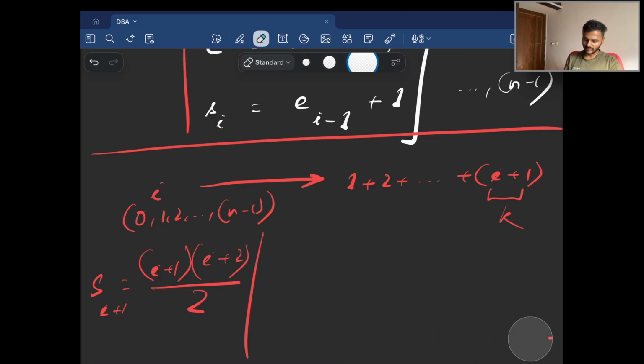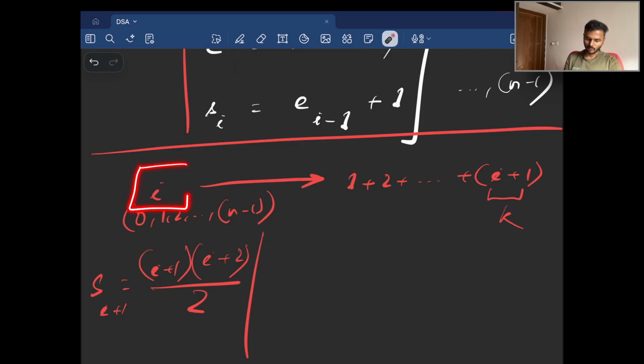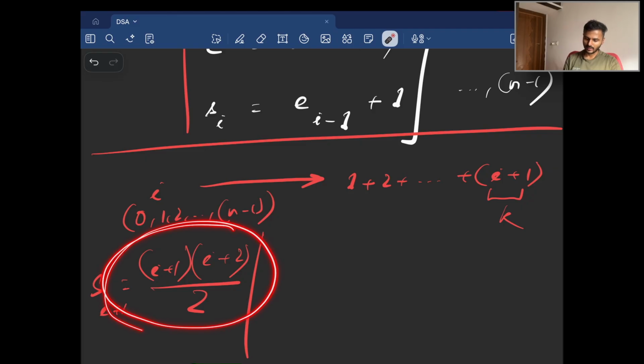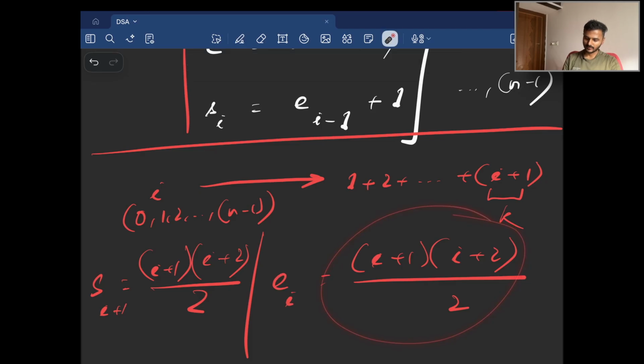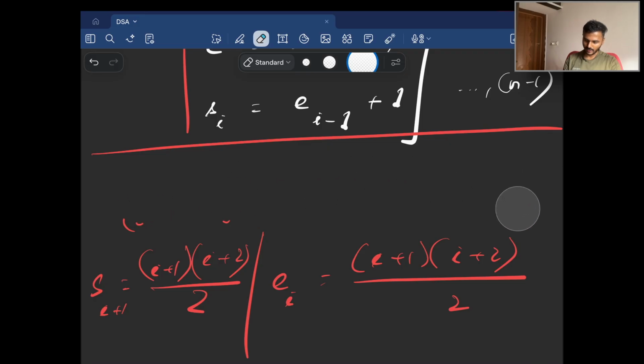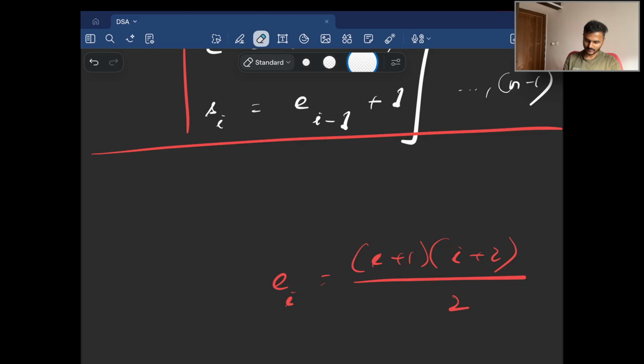Now let me clear all of this. So what did we get? We knew that if we are on row number I, to find the end value, we have to go for 1 plus 2 plus so on up to I plus 1. And this is the formula to replace this. So can we say that if we are on row number I, to get the end value, that is, let's say EI, we can do this. We can, right? So let me first of all clear everything else that is not required over here, and let's continue the discussion.